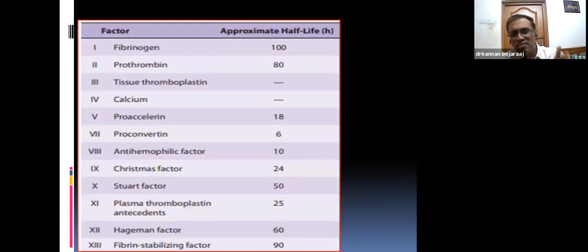And these are all the coagulation factors you have to remember, and what is the half-life. The fibrinogen half-life is 100 hours and prothrombin is 80 hours. For the prothrombin deficiency to occur in the early stages, within 80 hours the prothrombin level in the blood will fall down. We can assess whether the problem is acute or chronic. For that, you have to know about the plasma half-life of all the clotting factors, which are all produced by the liver.